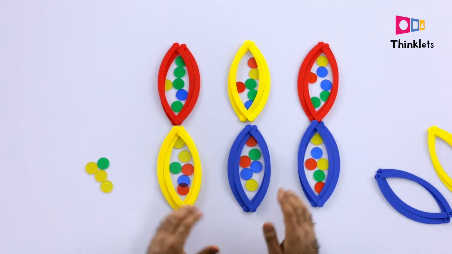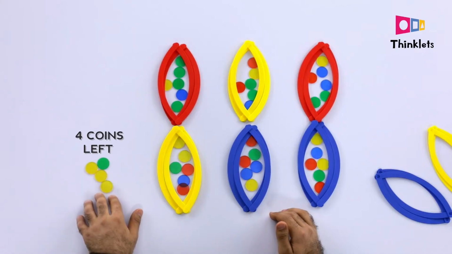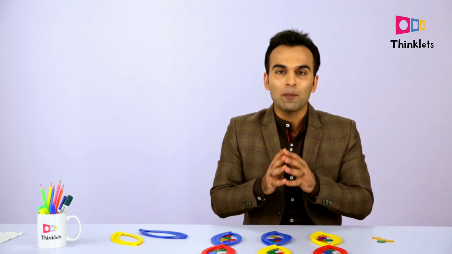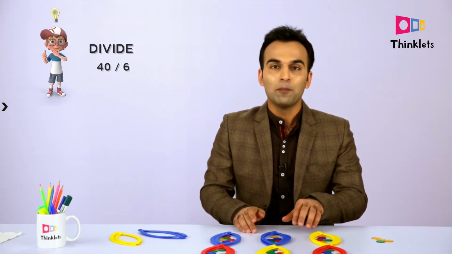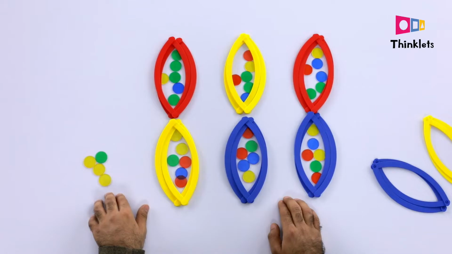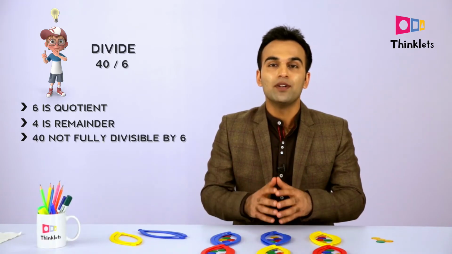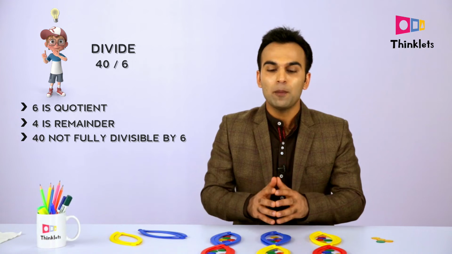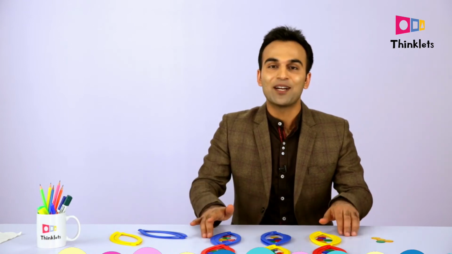As we can see, only up to 6 sorting rings can be placed over the groups of coins, and we are left with 4 coins at the end. That means it does not complete the next group of 6. It implies that while dividing 40 by 6, we get 6 as quotient, while 4 as remainder. We need to remind students here that this happened because the dividend 40 was not fully divisible by the divisor 6. This is how we do division by grouping using transparent coins and sorting rings.